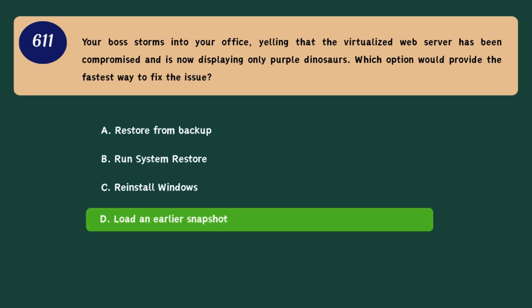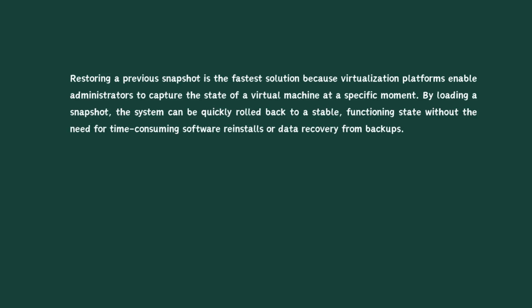Correct answer: D. Load an earlier snapshot. Restoring a previous snapshot is the fastest solution because virtualization platforms enable administrators to capture the state of a virtual machine at a specific moment. By loading a snapshot, the system can be quickly rolled back to a stable, functioning state without the need for time-consuming software reinstalls or data recovery from backups.